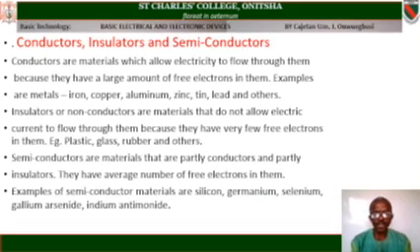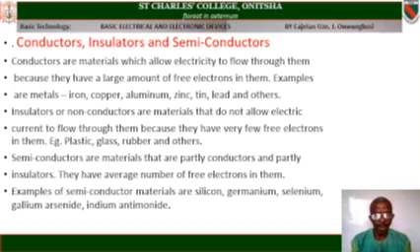Conductors, insulators, and semiconductors. Conductors are materials which allow electric current to flow through them because they have a large amount of free electrons in them. We have examples of conductors as iron, copper, aluminum, zinc, tin, lead, and other metals.